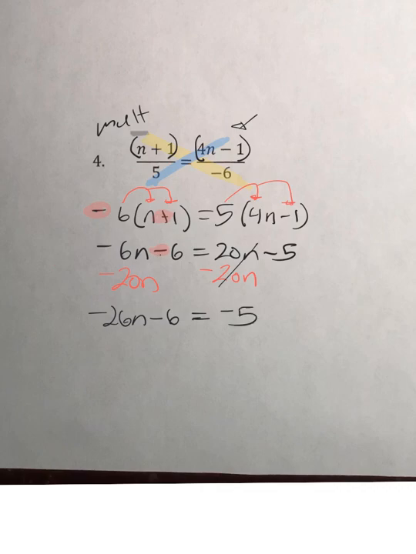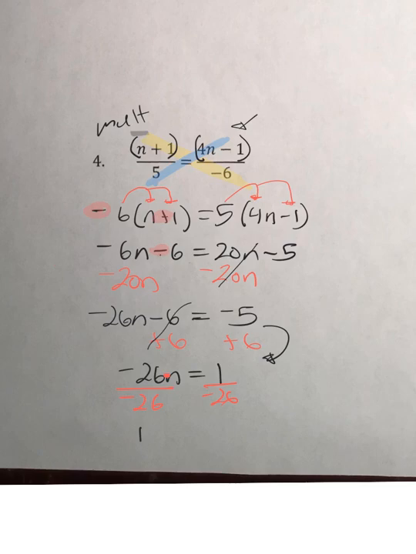Then I can undo the negative 6 by adding 6 to both sides. And that gives me, right, that's 0. So that gives me negative 26n equals positive 1. Watch your integer sign errors. And then I can undo multiplying by negative 26 by dividing by negative 26.